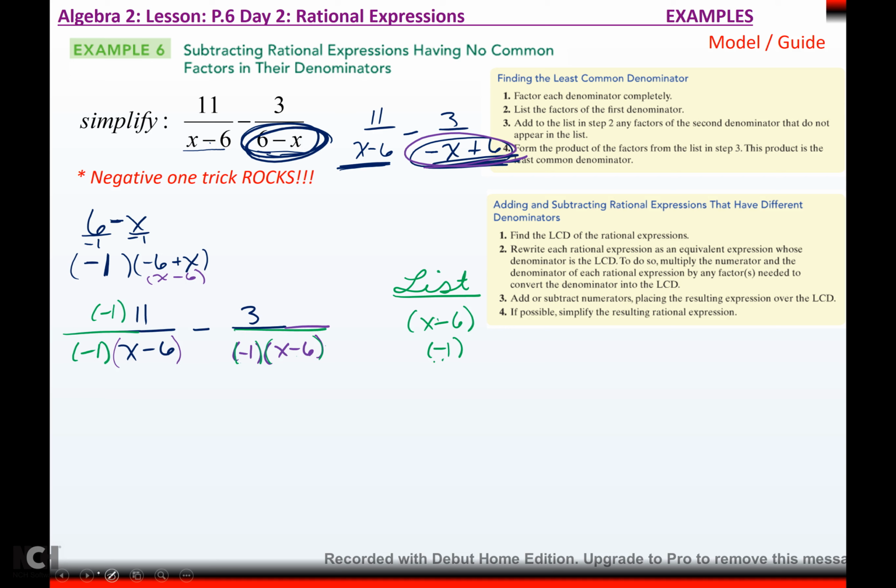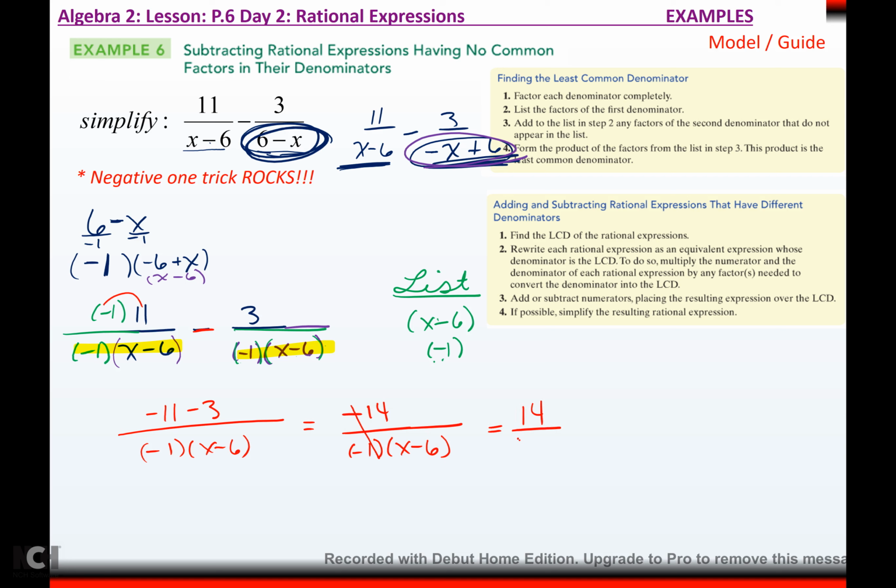And now you can see that my denominators match. So I'm going to keep that denominator, -1 times x minus 6, and on top I have -11 minus 3. So on top I'd have -14, and on bottom I'd have a -1 times x minus 6. And I can cancel the negatives, because a negative divided by a negative is a positive, which makes my answer 14 over x minus 6. Okay, that's called the -1 trick.